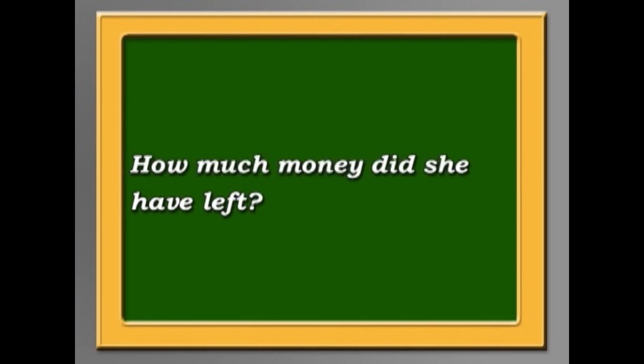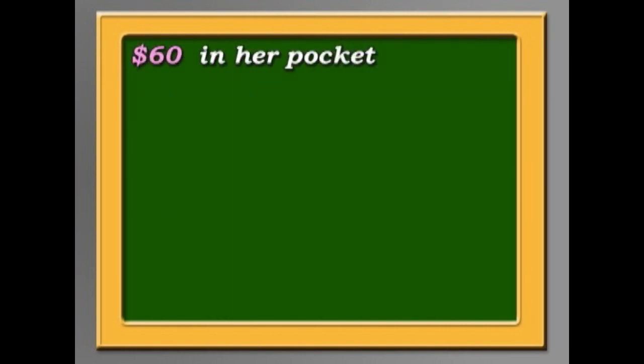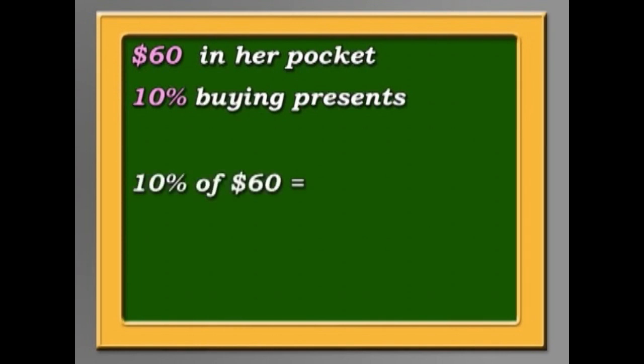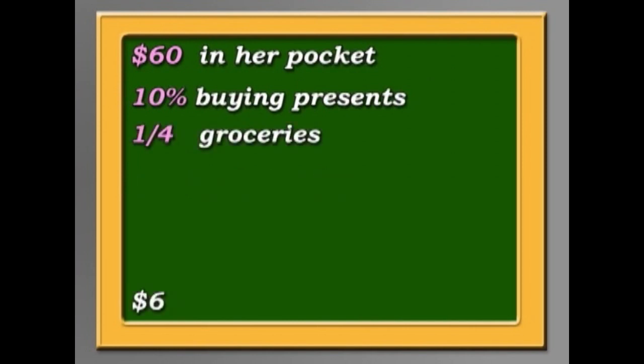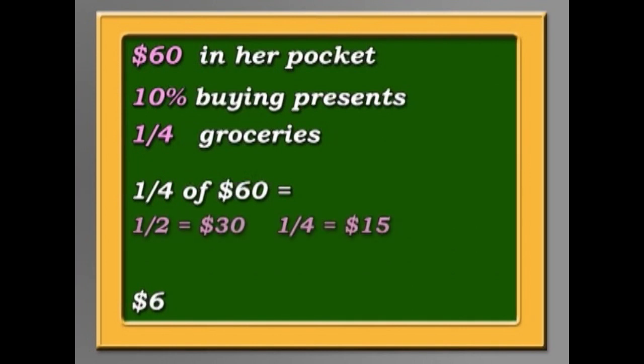Let's do it together. She spent 10% of her original money buying presents. Well, 10% of 60 is how much? That's right, $6. She spent a quarter of her money on groceries. What's a quarter of 60? Well, a half is 30, so a quarter is 15.